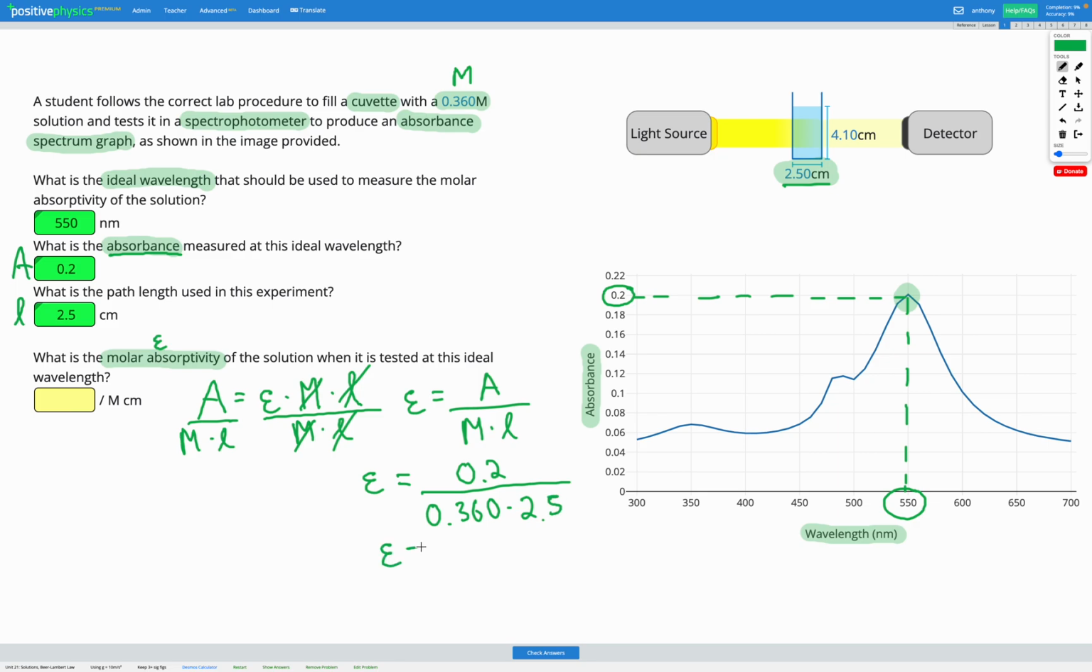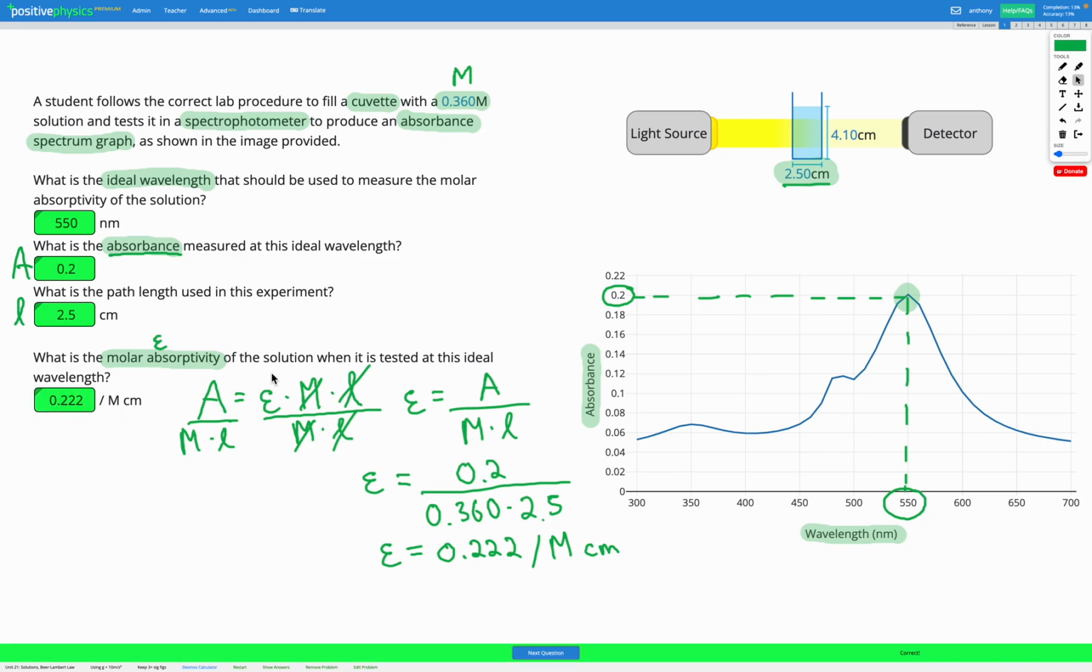If we put that all into our calculator, we're going to get a molar absorptivity of 0.222, and our units are per molar centimeters, because absorbance doesn't have a unit, and then we divide it by M and L, which have the units of molar and centimeters. So that's how we get per molar centimeters as our unit. So we can go ahead and fill that into our answer box now.